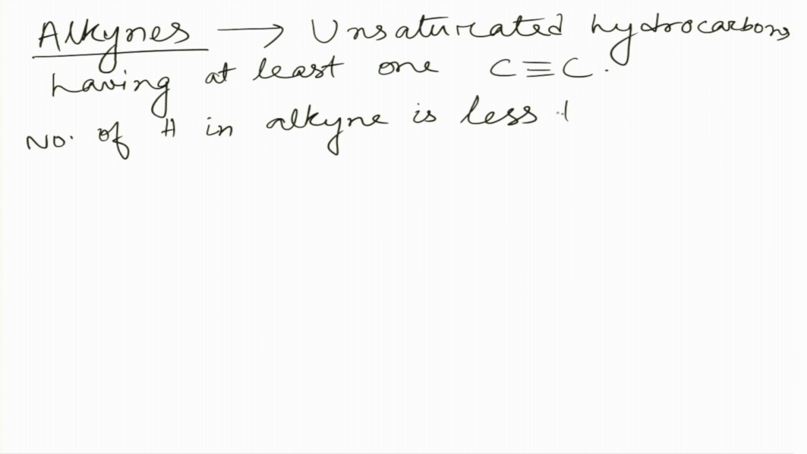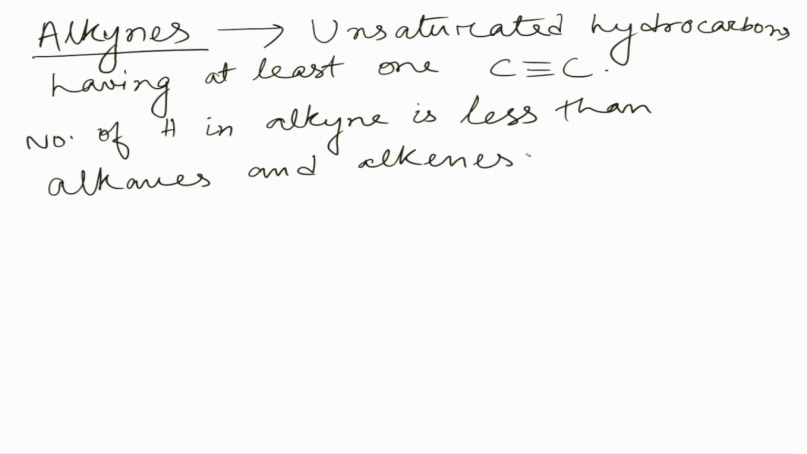So, the number of hydrogens in alkyne is less than alkanes and alkenes, okay, because carbon has valency of 4. Now, 3 bonds are made between 2 carbons only, so only one bond is left now. So, the smallest alkyne is this.